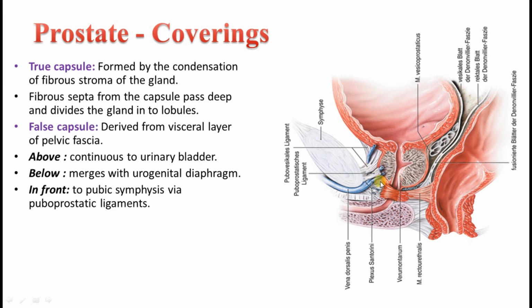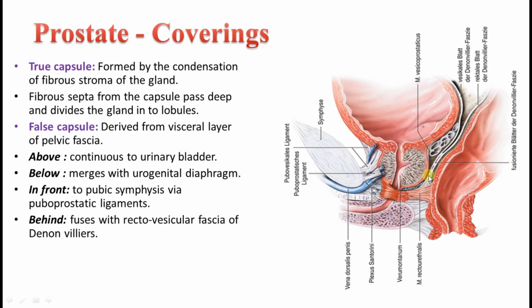Anteriorly, the false capsule is attached to the pubic symphysis as the medial and lateral puboprostatic ligaments. So medial and lateral puboprostatic ligaments anteriorly, and posteriorly it merges with the rectovesicular fascia of Denonvilliers. So those are the various modifications of the false capsule of the prostate gland.